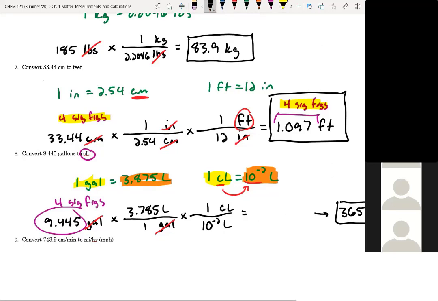So let's go ahead and fix these numbers here. Sorry, I didn't have time to fully do all the math on all these problems before we started.